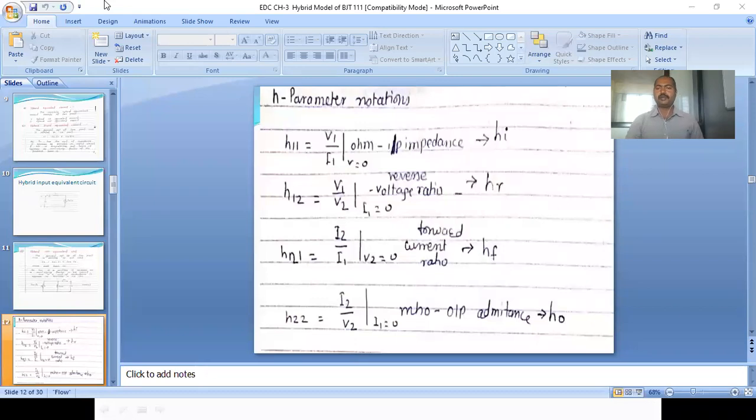We know the H parameter notation, what it indicates. We know that H11 is nothing but V1 upon I1. So what does it indicate?